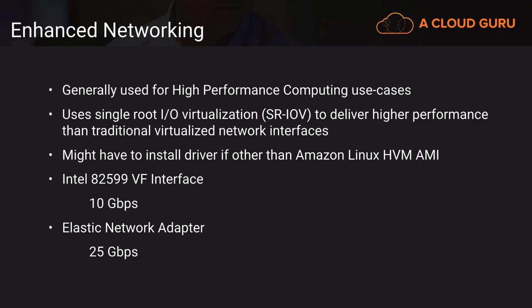To make use of these, you may have to install some additional drivers if you're not using Amazon Linux AMIs. There are two main ones here: the Intel 82599 virtual interface that tops out at 10 gigabits, and the Amazon Elastic Network Adapter that tops out at 25 gigabits. Which interface you can use depends on which instance type you have. You probably won't be asked on the exam which instance types use which network adapters, but just beware there are two variants out there.